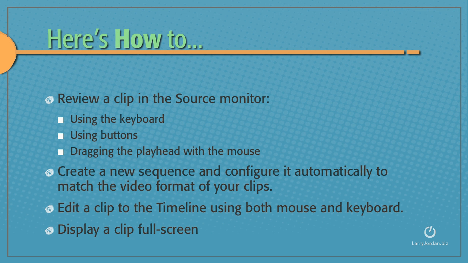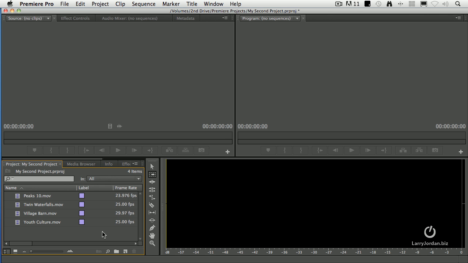So let me show you how to review a clip in the source monitor using the keyboard, using buttons, or dragging the playhead with the mouse. Then we'll create a new sequence and configure it automatically to match the video format of your clips. Then we'll edit a clip to the timeline using both mouse and keyboard, and we'll display a clip full screen. Let's start by reviewing a clip.